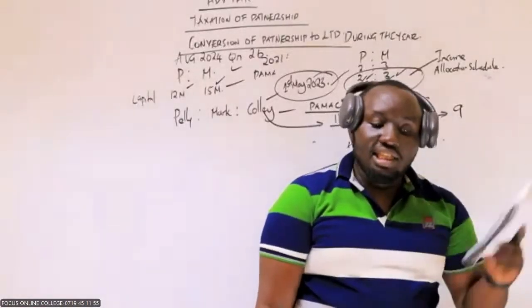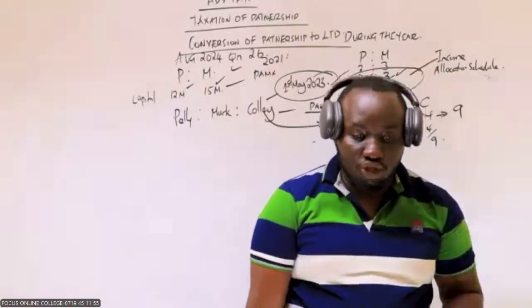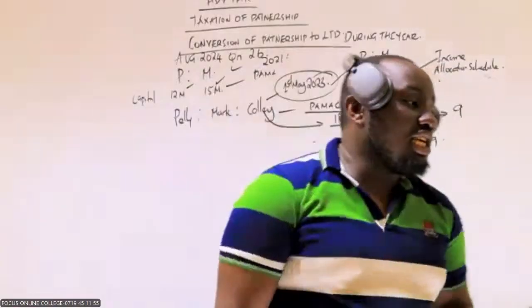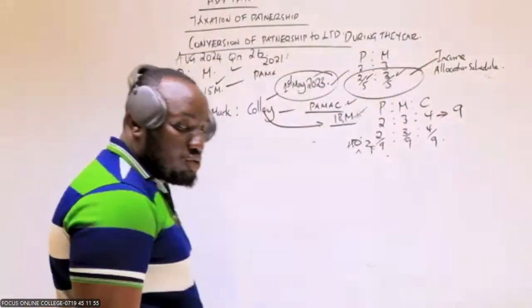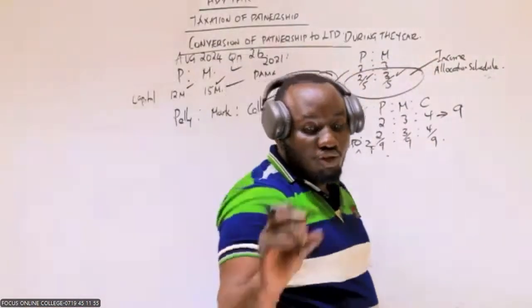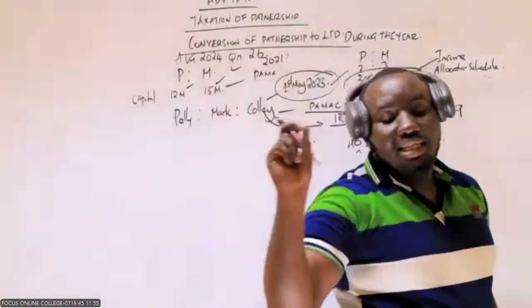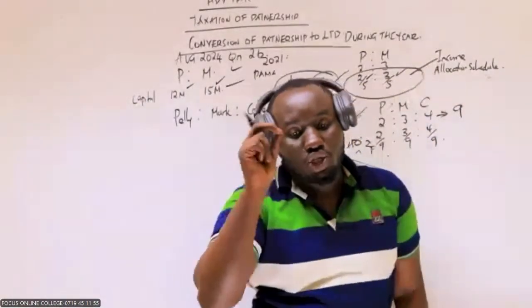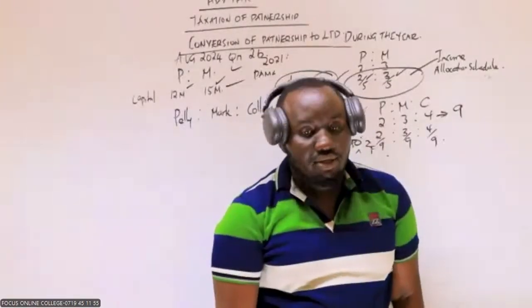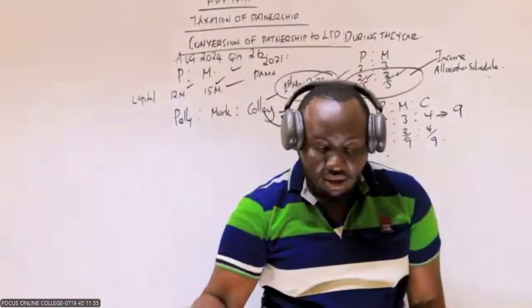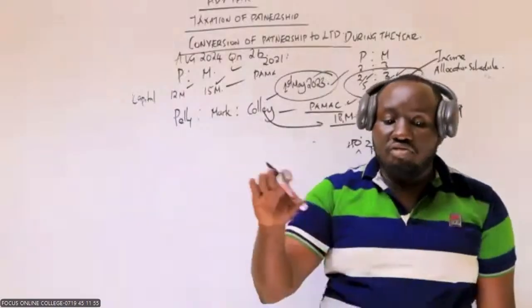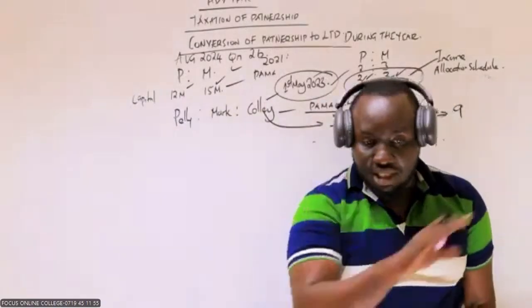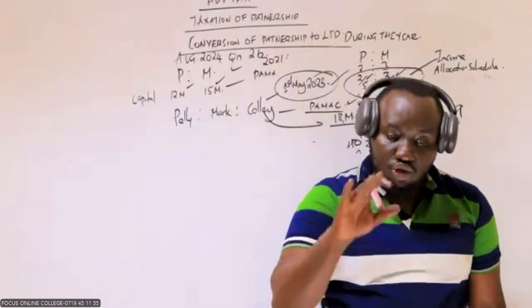Perfect. The opening inventory and the closing inventory will assist us to determine what? The cost of goods sold. It will assist us to get what's called the cost of goods sold. Is that understood? Opening inventory and closing inventory will assist us to get the cost of goods sold. If that is understood, perfect.